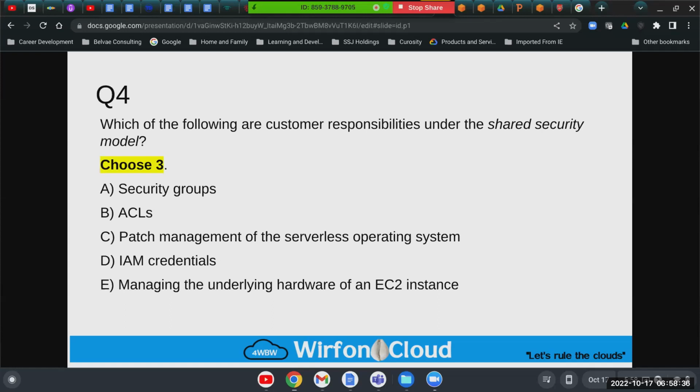So as we've eliminated C and E, therefore the things which the customer will be responsible for are, as we mentioned, IAM credentials. We are responsible for that as a customer. We are responsible for providing security groups on our EC2 instances. We are responsible for that. ACLs, that stands for access control list, right? We are responsible for providing access control lists. If you recall, we talked about the difference between a security group and an access control list, where they operate. So the correct answers here are option A, option B, and option D.